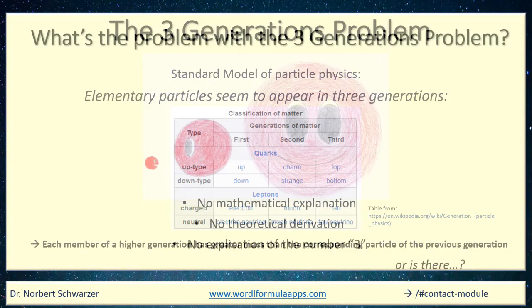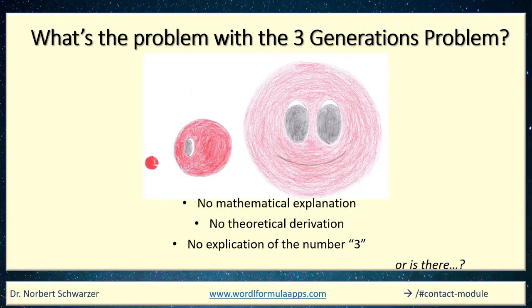So each member of a higher generation has greater mass than the corresponding particle of the previous generation. It is uncontroversial that the 3 generations of elementary particles do exist. This has been proven by measurements. But scientists have no idea how this can be explained mathematically. There is no approach, no fundamental possibility to derive the masses of elementary particles theoretically. The particular count of 3 could not have been explained so far. But maybe it can be now.